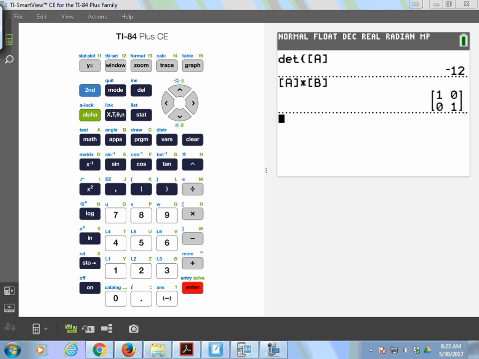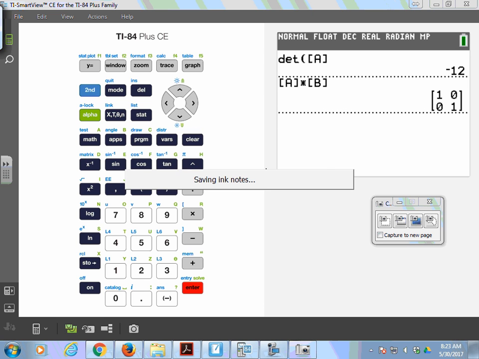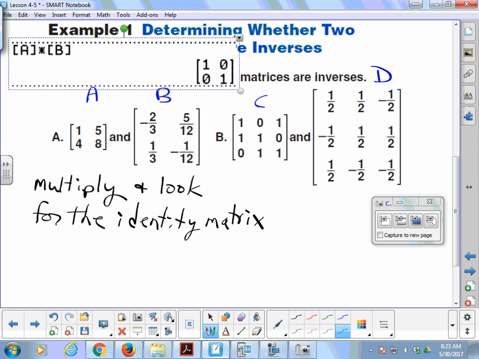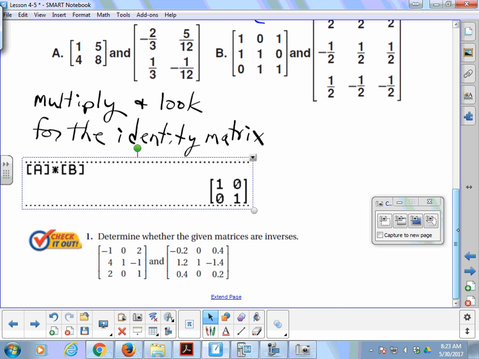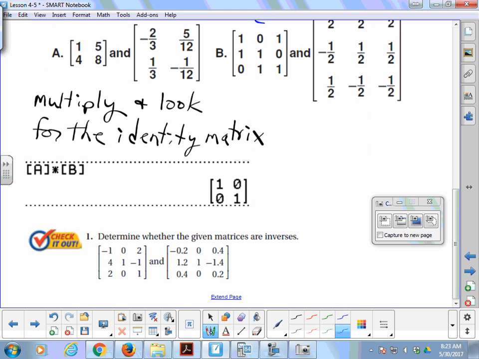Now we could do this by hand too, but it's much easier to do it this way. So if I multiply those two together for letter A, this is the identity matrix, so these are inverses.